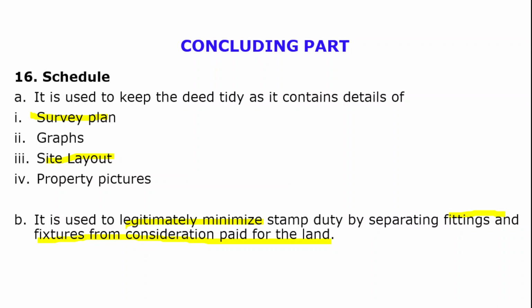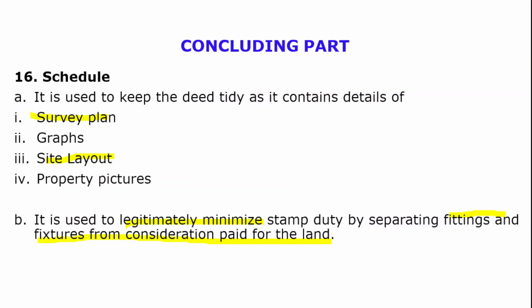So this is one way. What have you done now? You have legitimately minimized the stamp duty by separating the fittings and features from the consideration paid for the bare ground itself. So let's go to the draft now.